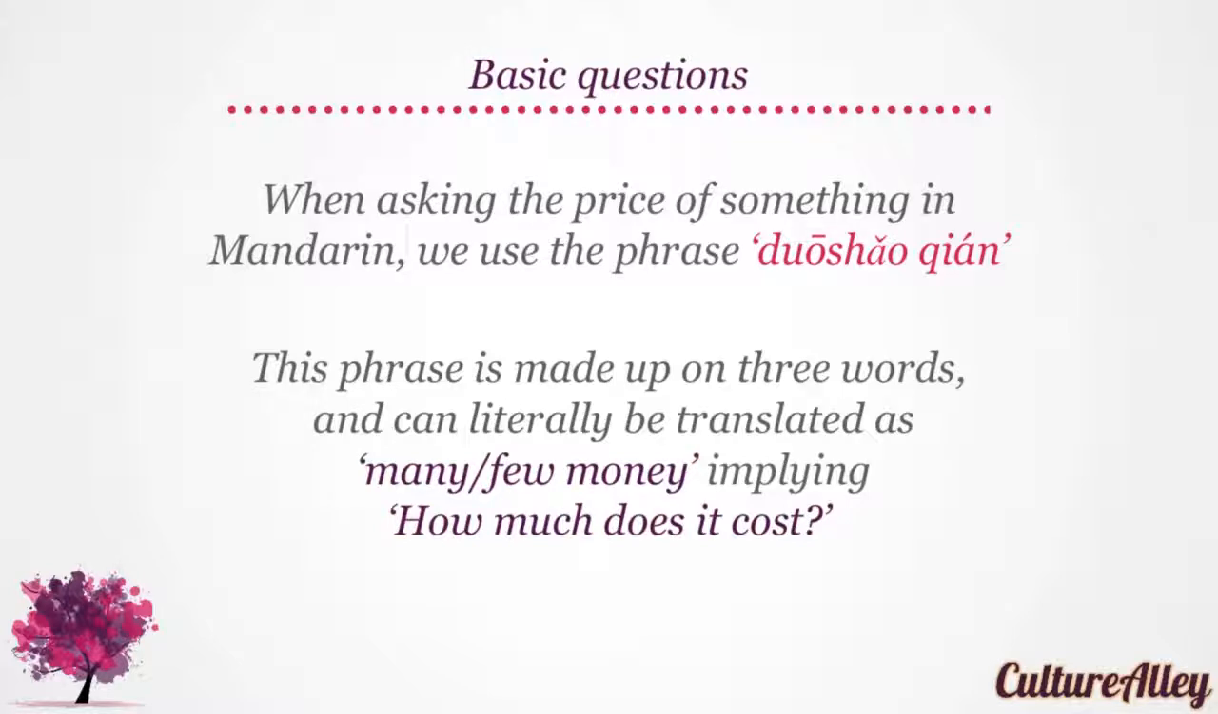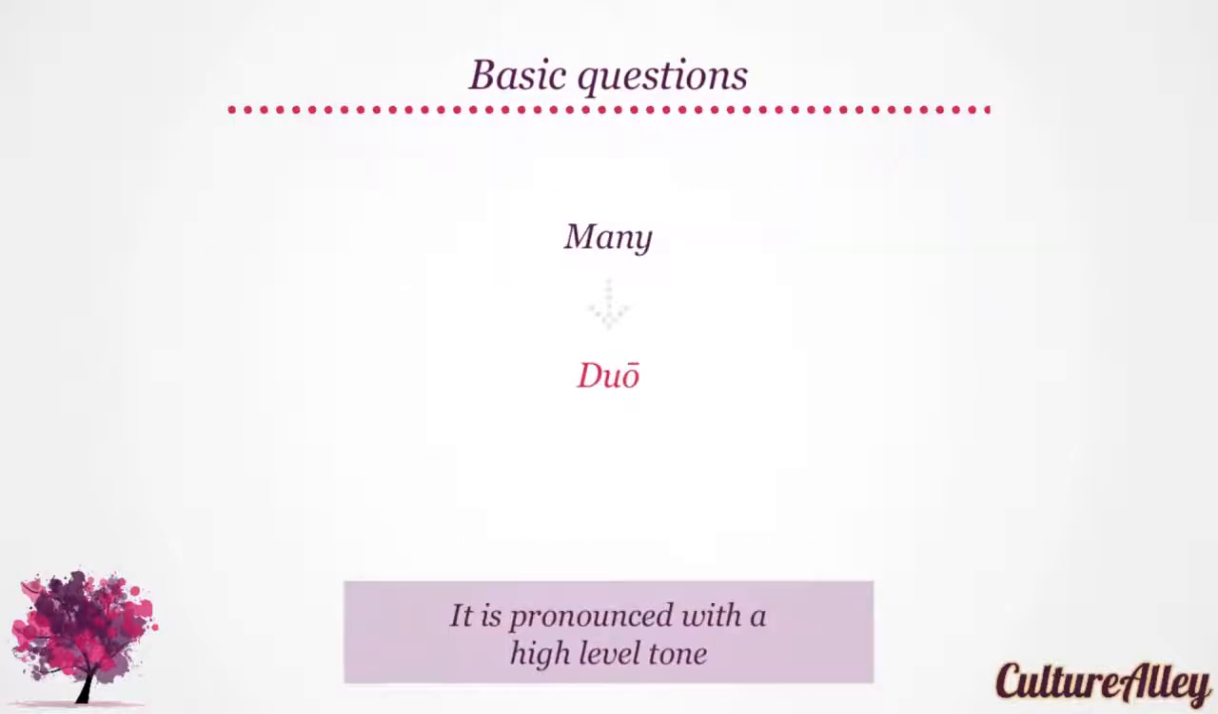When asking the price of something in Mandarin, we usually use the phrase 多少钱? This phrase is made up of 3 key words and can literally be translated as many, few, money, implying how much money does it cost. Let's take a look at the new vocabulary required to learn this phrase.